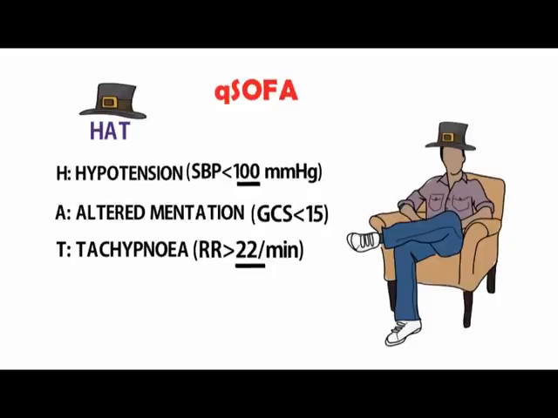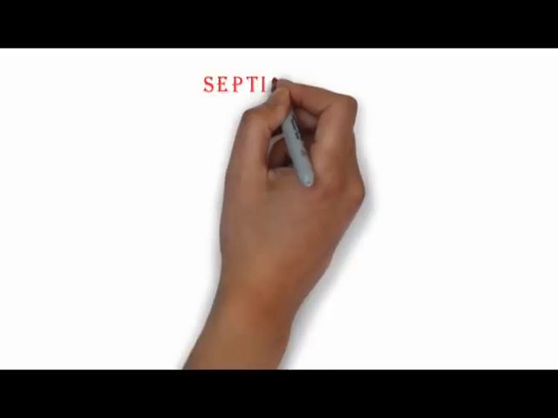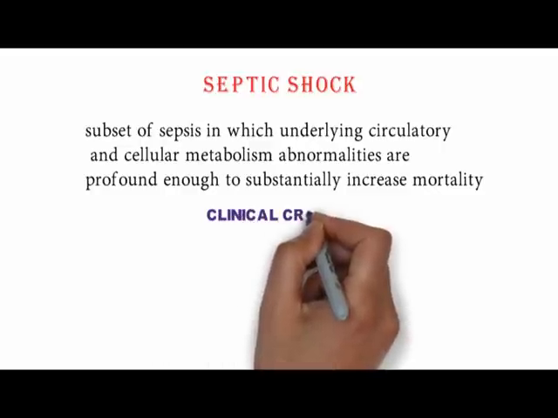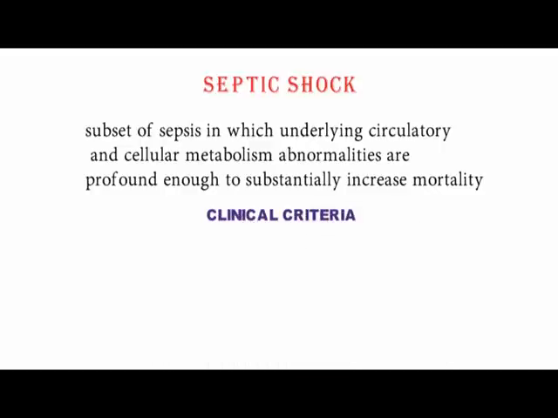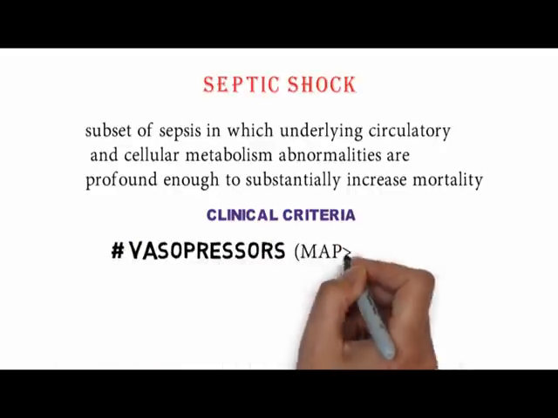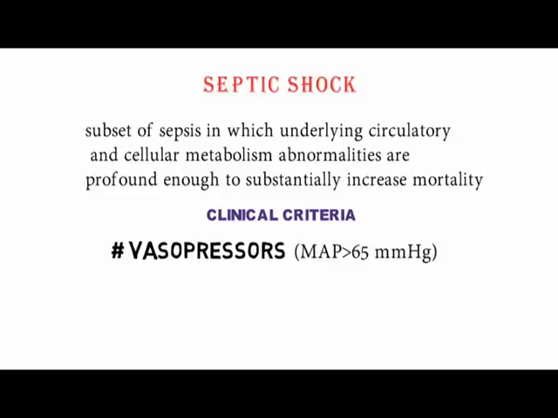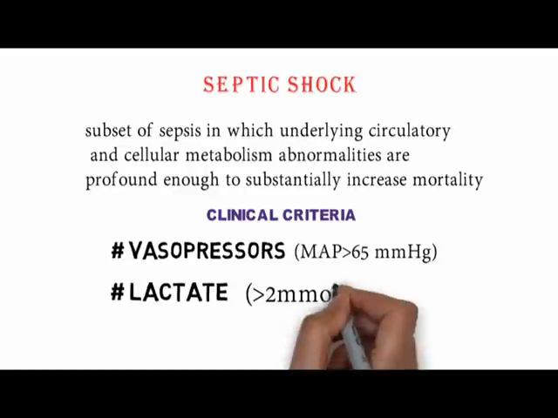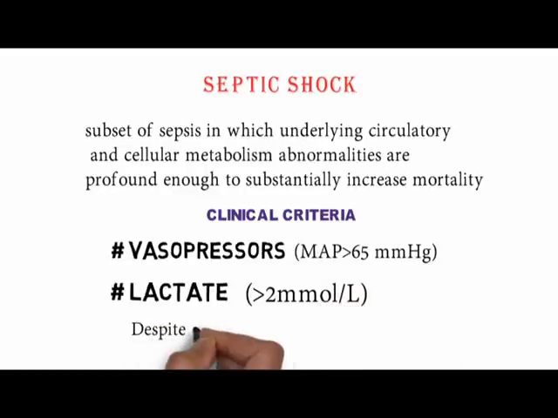Now in sepsis-3, they have given a new definition of septic shock. Septic shock is defined as a subset of sepsis in which underlying circulatory and cellular metabolism abnormalities are profound enough to substantially increase mortality. Patients with septic shock can be identified with persisting hypotension requiring vasopressors to maintain MAP ≥65 millimeters of mercury and having a serum lactate level more than 2 millimoles per liter, despite adequate volume resuscitation.